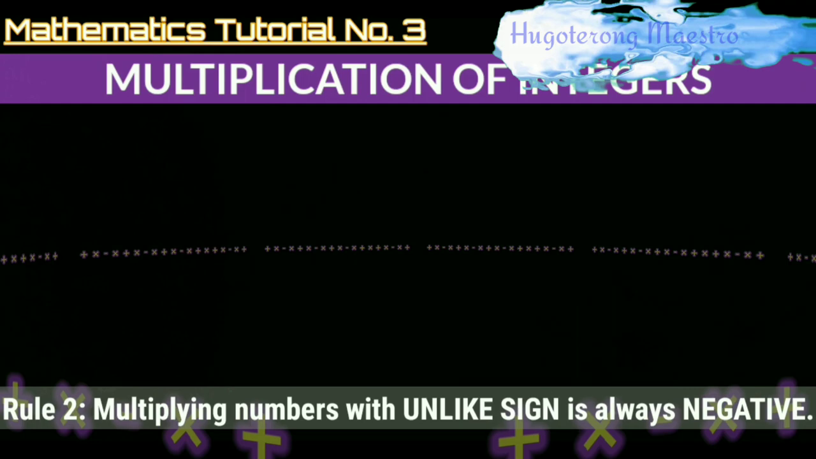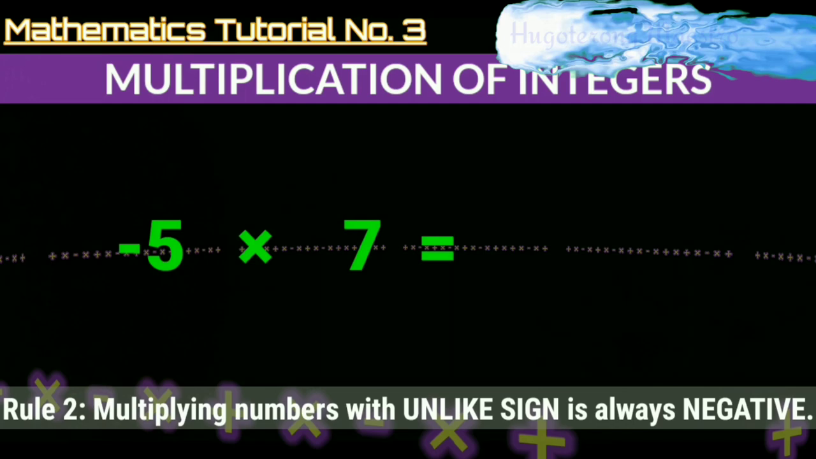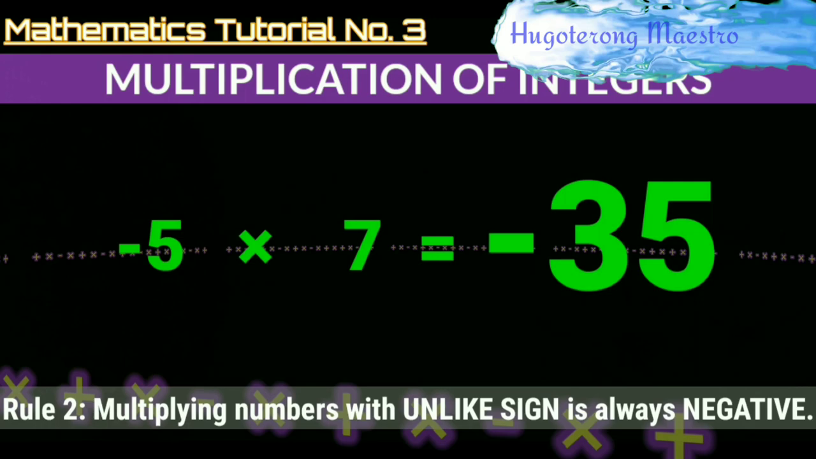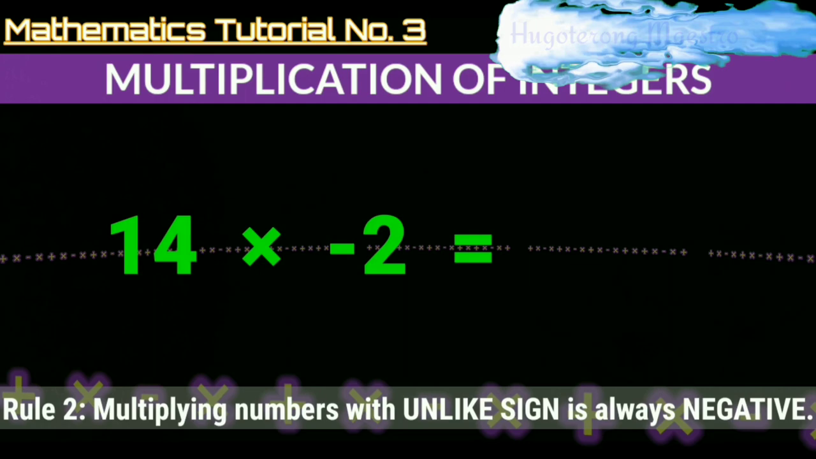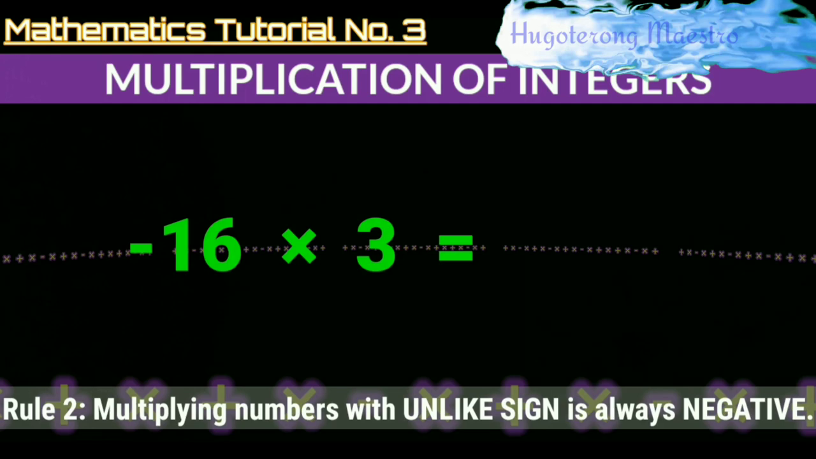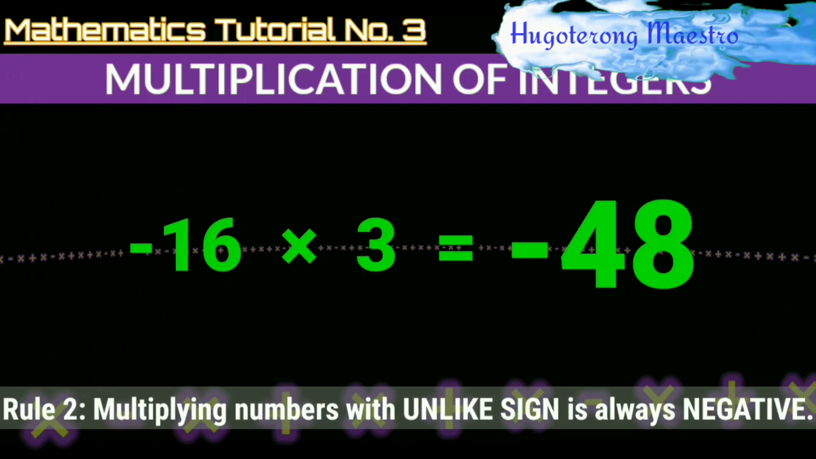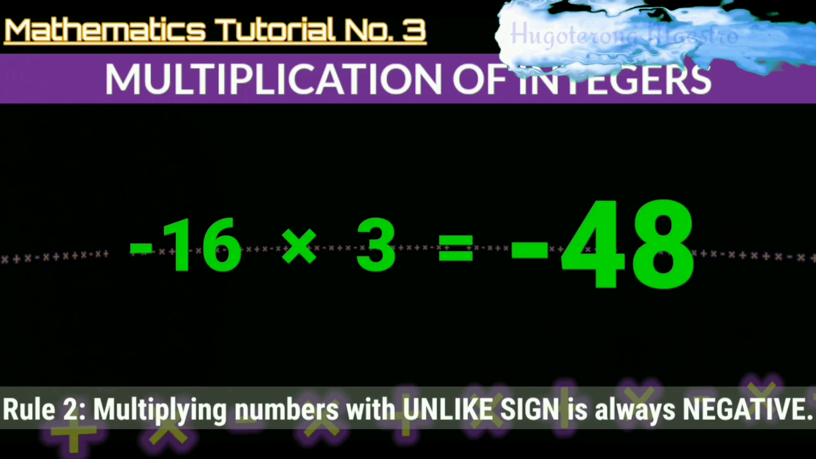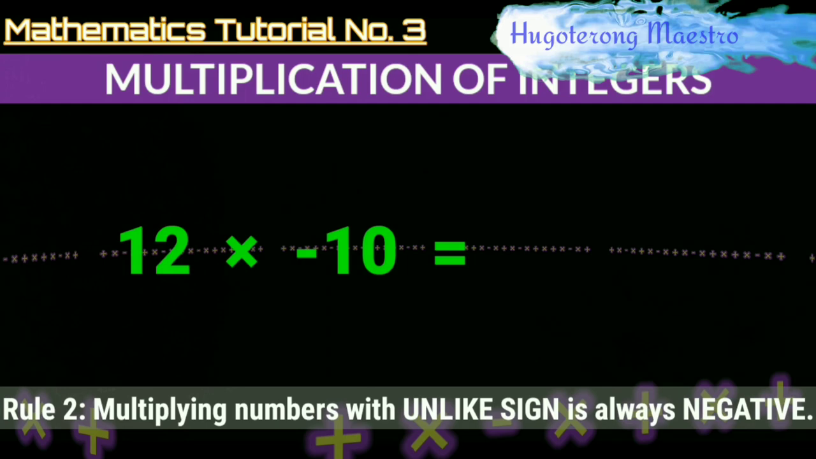And now, let's have negative 5 times positive 7. So, according to the rule, kapag hindi parehas ang sign, ang sagot natin ay negative. So, ang sagot natin ay negative 35. Let's have positive 14 times negative 2. So, ang sagot natin dyan, negative 28. Negative 16 times positive 3. So again, according to the rule, kung hindi parehas ang sign nila, ang sagot natin ay negative. So our answer is negative 48. And now let's have positive 12 times negative 10. So our answer is negative 120.